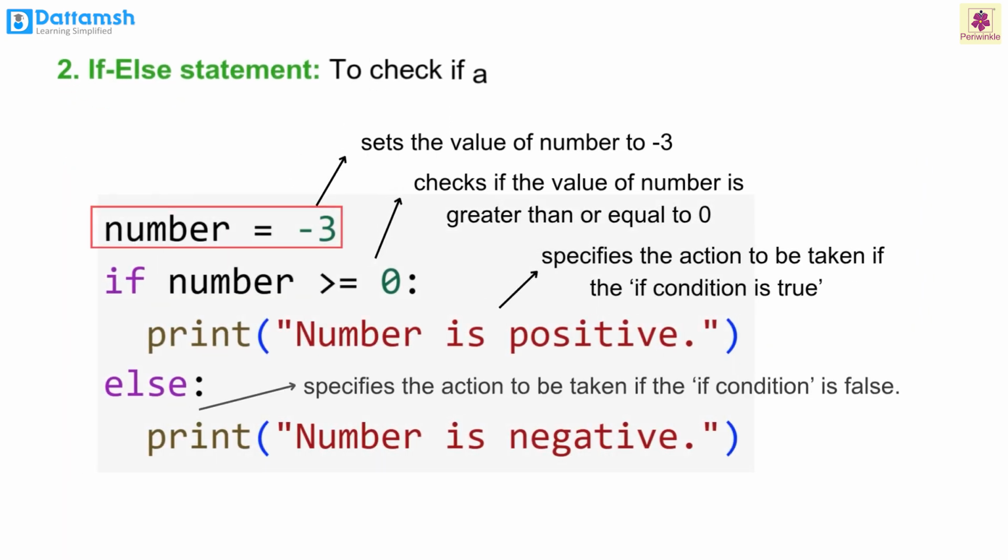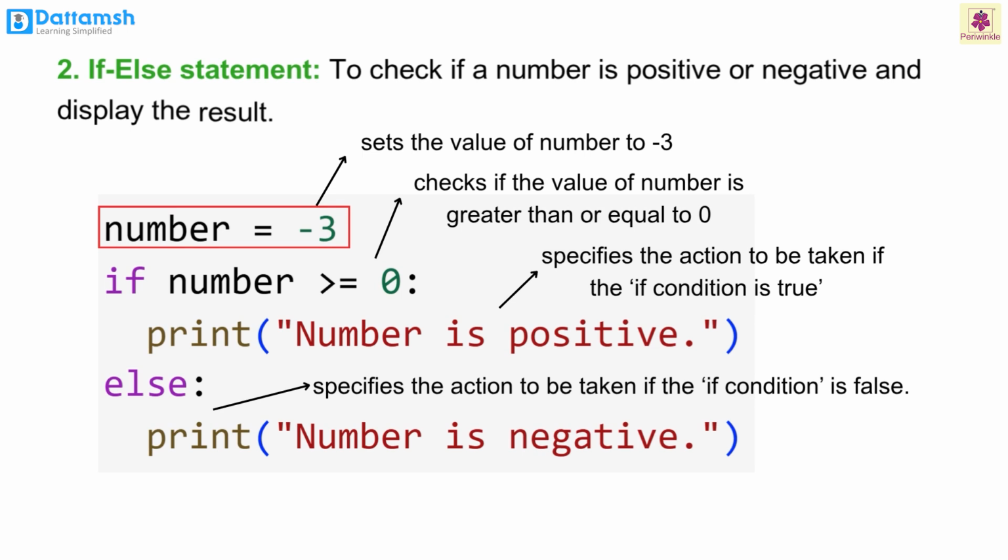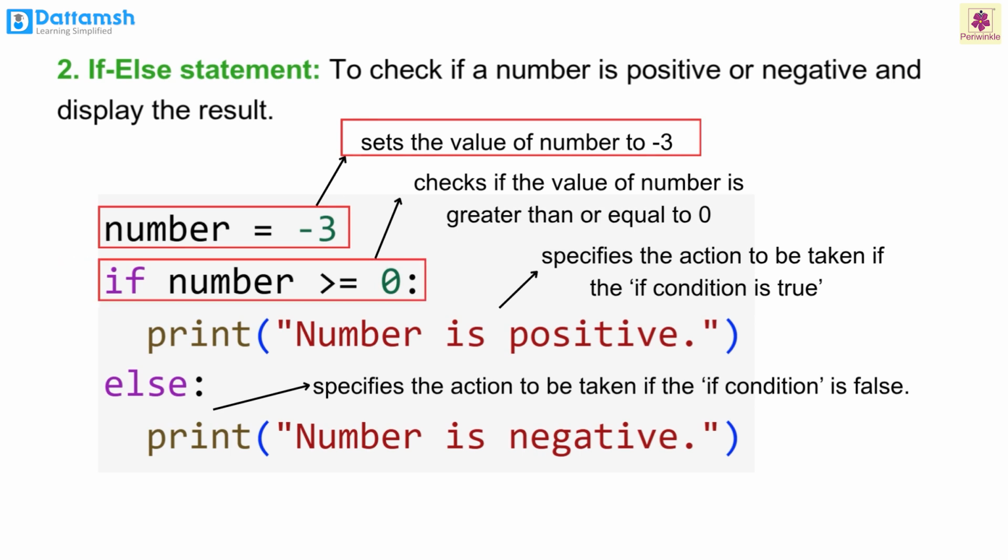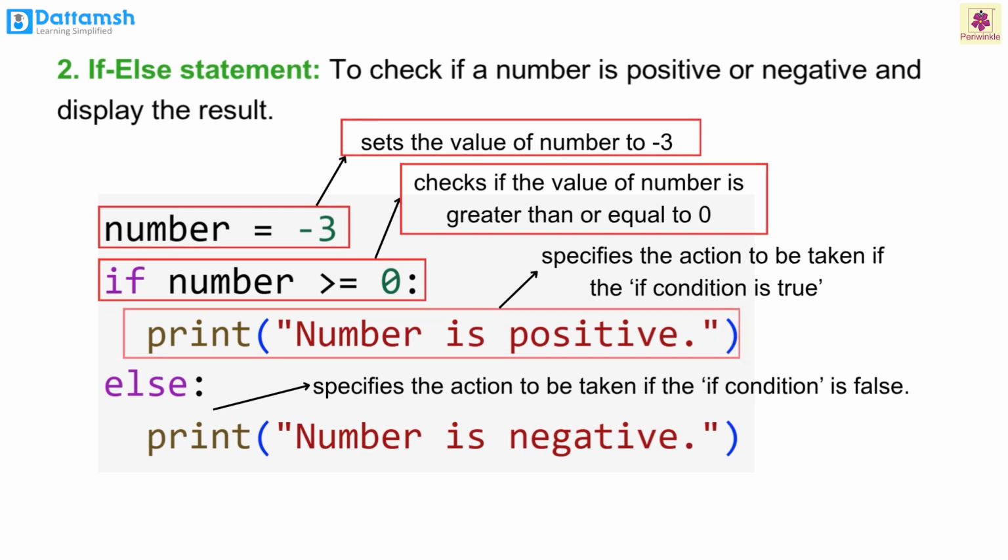If else statement. To check if a number is positive or negative and display the result. Here, number is equal to -3. This sets the value of number to -3. If number is greater than or equal to 0, this line checks if the value of number is greater than or equal to 0. Print number is positive.